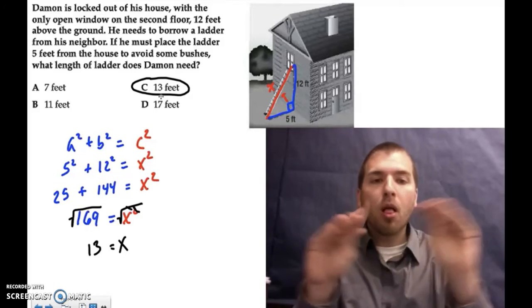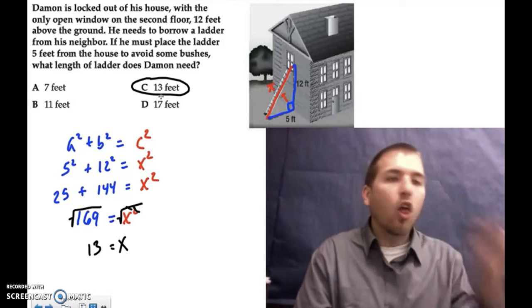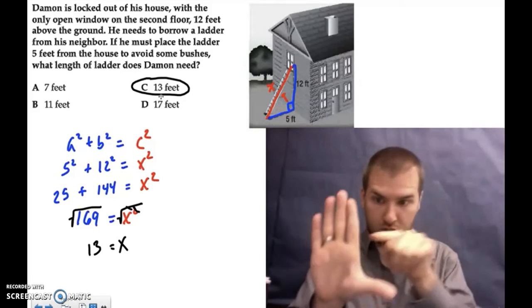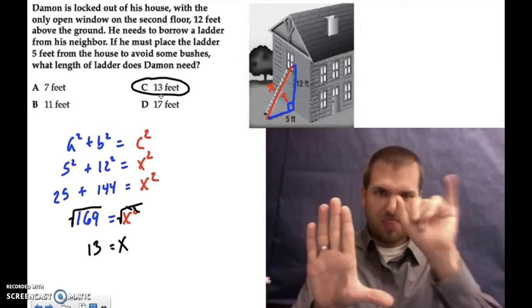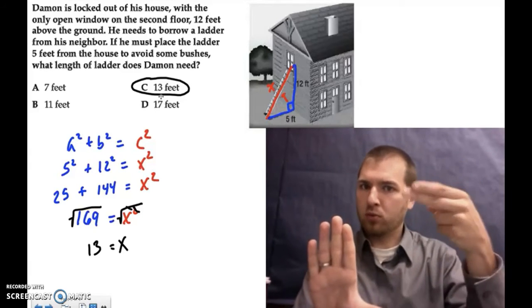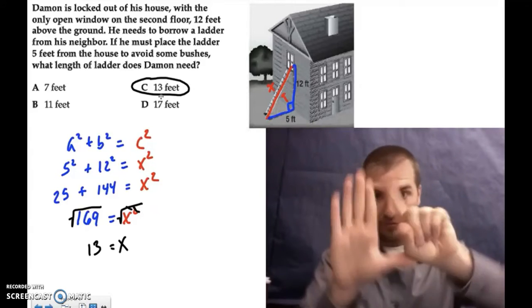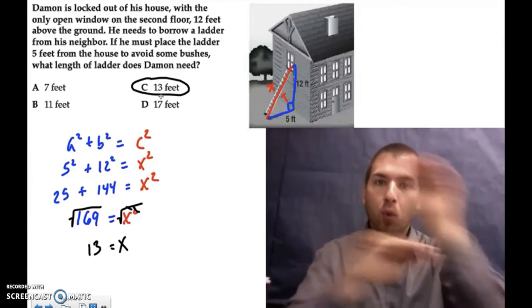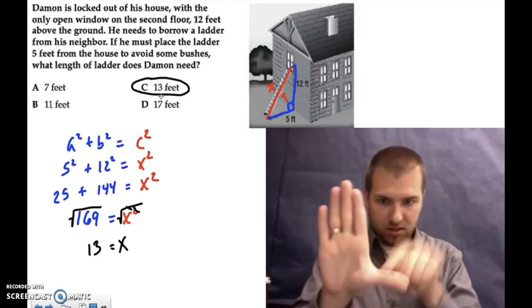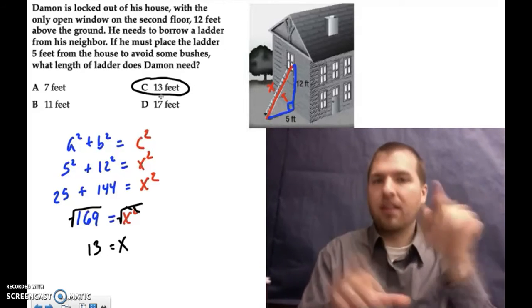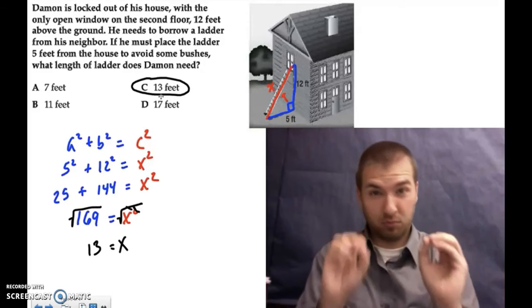So when you first look at a problem, you need to figure out where your A, B, and C are going to be, because a lot of times people will mix up and put C, their hypotenuse, on the wrong side. So remember, no matter which way your triangle is facing, the hypotenuse is always going to be opposite of the 90 degrees. And that's going to be your C.